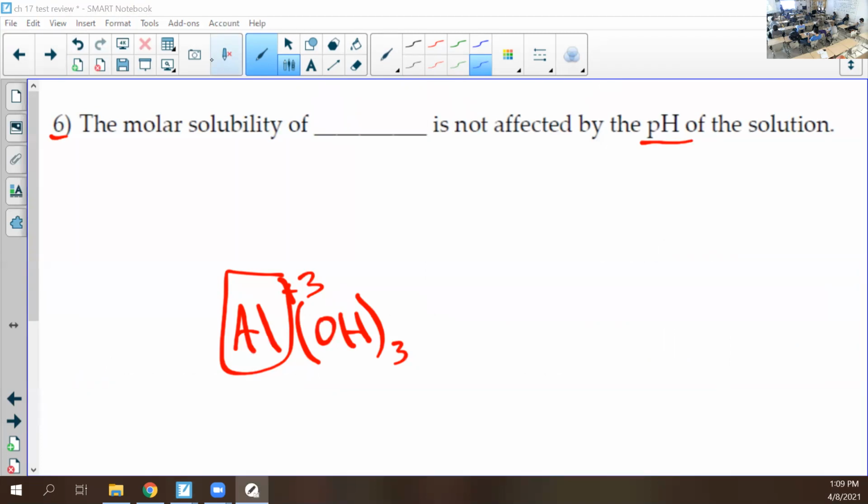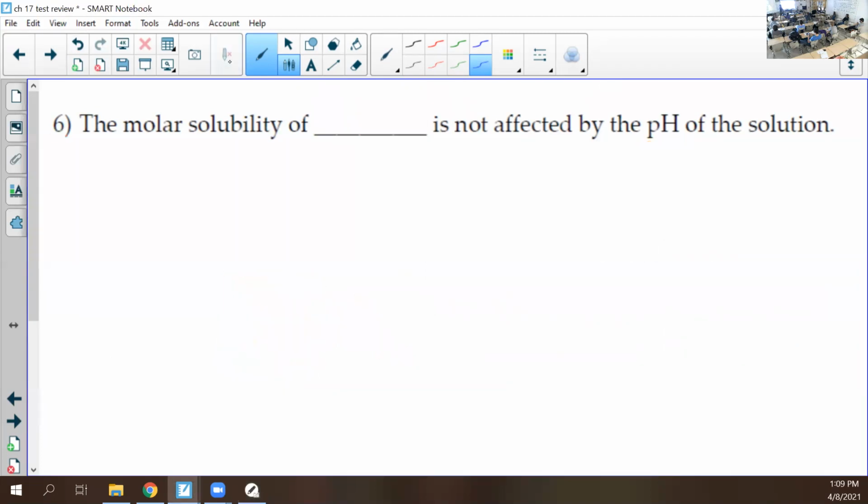All right, this is not the answer, by the way. The molar solubility of blank is not affected by the pH of the solution. So did it say AlOH3? Okay, that one would be, because it has a basic anion, right? So you would need something that comes from both a strong or in a strong. So it was lithium and chloride. Does lithium form lithium hydroxide?